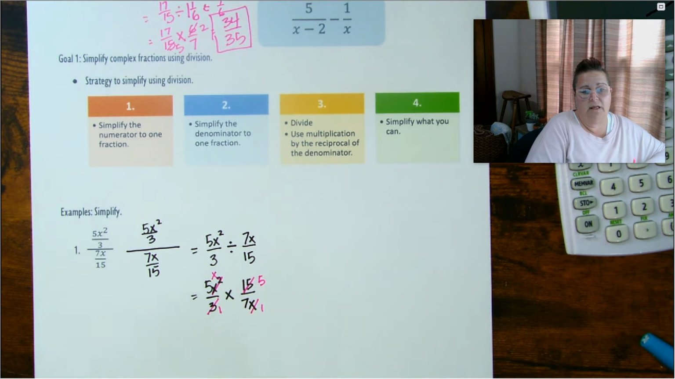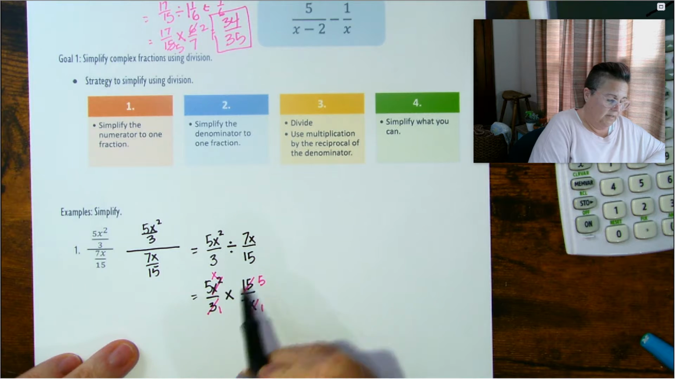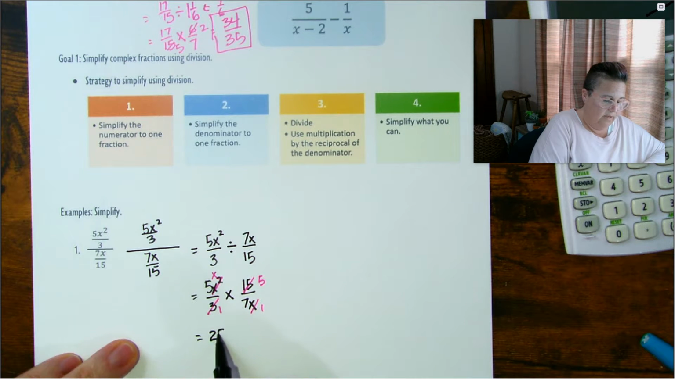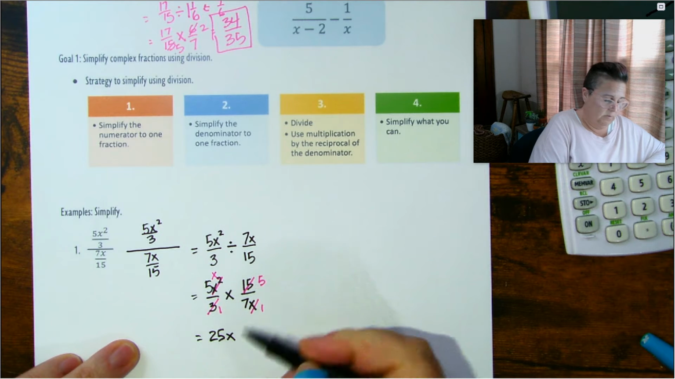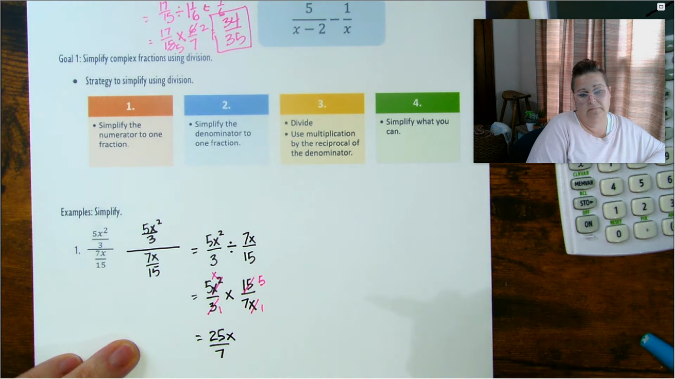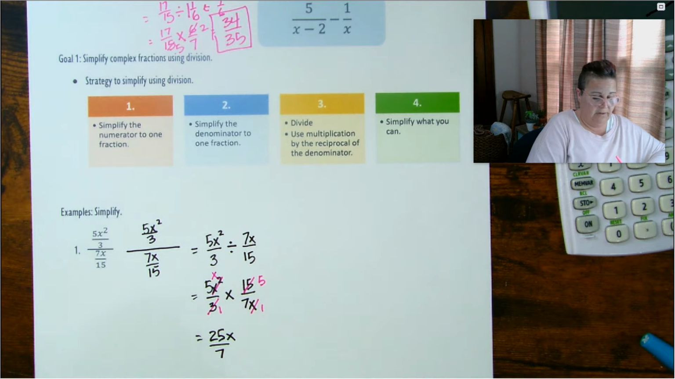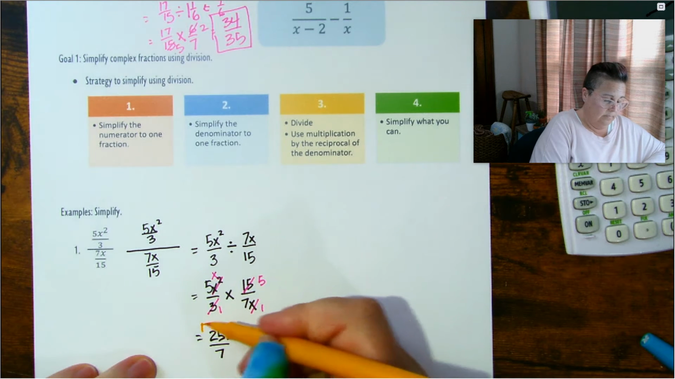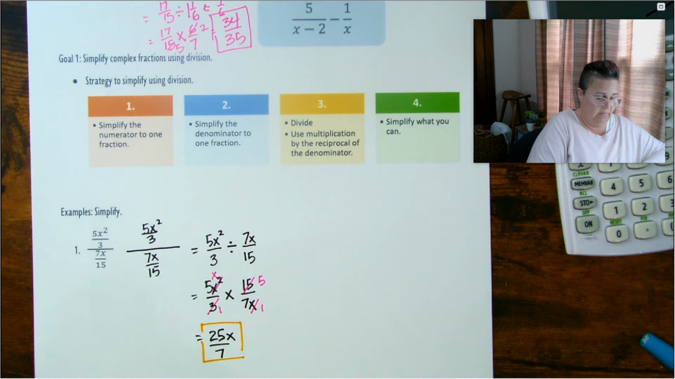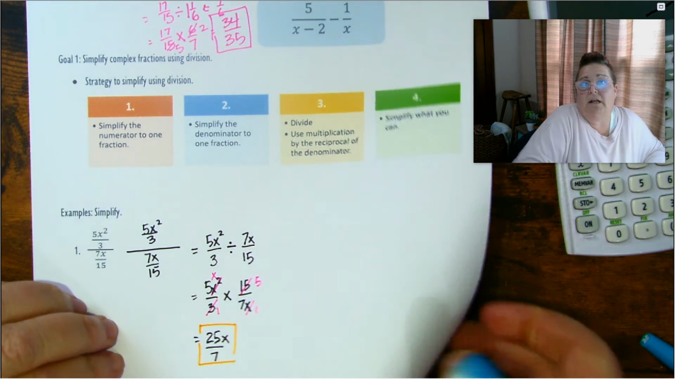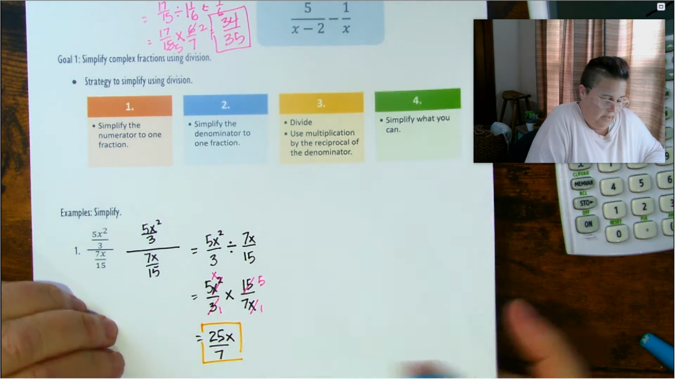Now I can multiply across. 5 times x times 5 is 25x. 1 times 7 times 1 is 7. So this is 25x over 7. And that's it. 25x over 7. I've simplified it. All right, let's try another one. Okay, that went better than I thought.